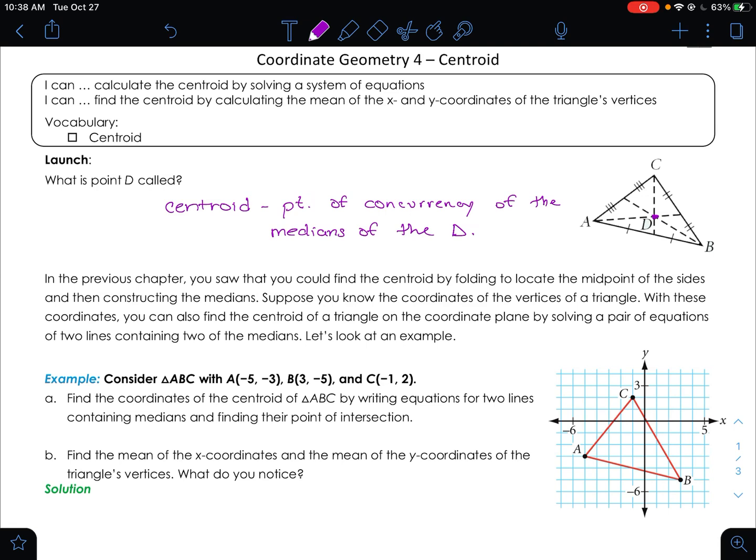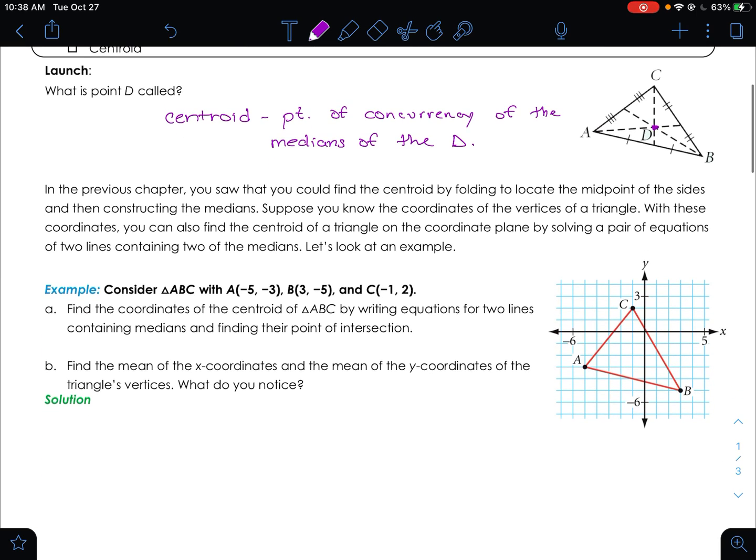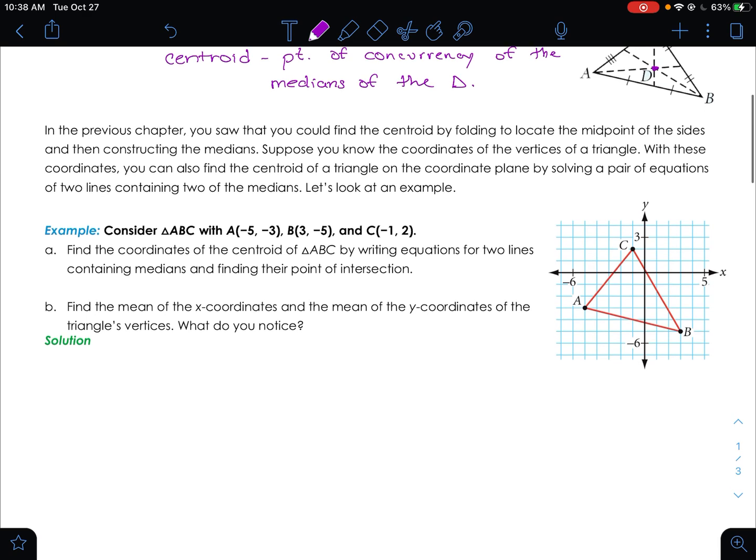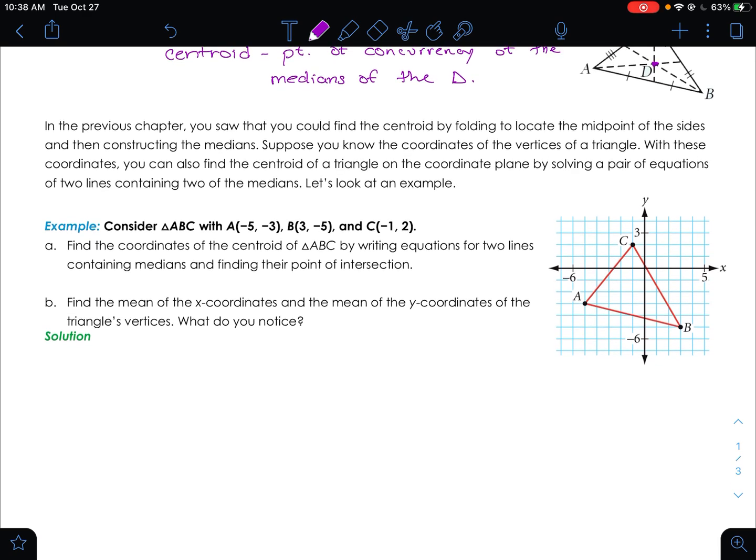but now what we're going to look at is what happens if our triangle is on a coordinate grid, and we know the points of its vertices. So we're going to find the centroid by using what we know about how to find the midpoint and how to write equations first. So first things first, here's our triangle, and it's over here on this graph. It says find the coordinates of the centroid of triangle ABC by writing equations for two lines containing medians and finding their point of intersection.